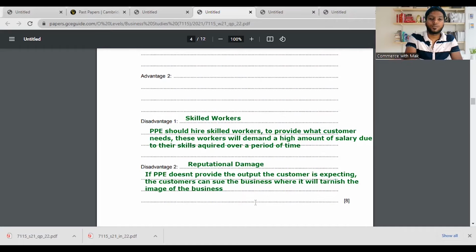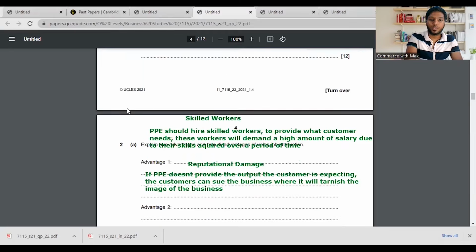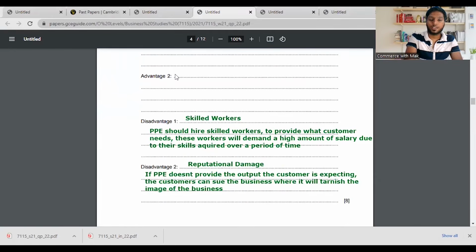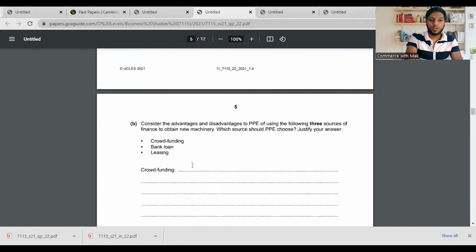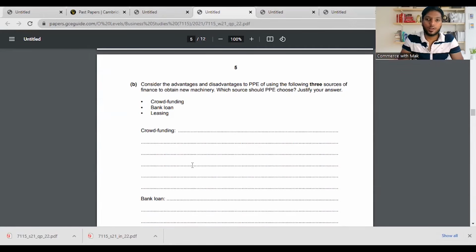So this is the answer for job production, which I have given 2 advantages and 2 disadvantages. With that explanation, I'll move on to the next part of the question. We have to consider the advantages and disadvantages to PPE of using the following 3 sources of finance to obtain new machinery. Which source should PPE choose? Justify your answer. So they are given crowdfunding, bank loan, and leasing.